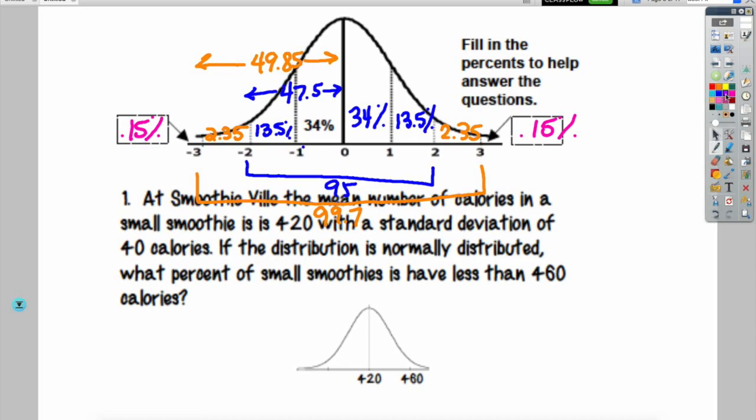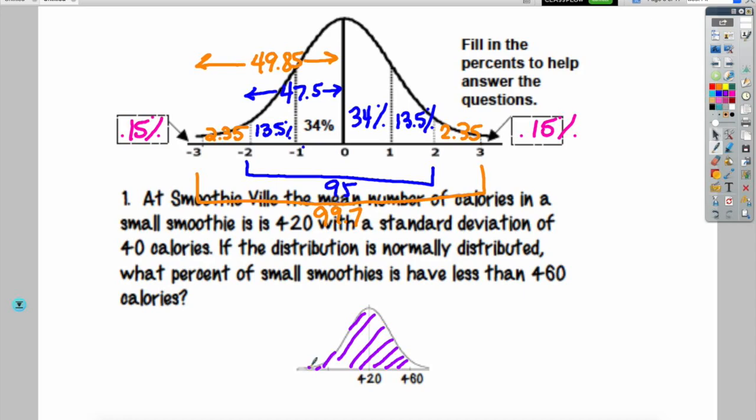So here's an example of a normal distribution curve. As you can see, the mean is straight down in the middle at 420, and then you see the 460. Clearly, it's going to be to the right on the x-axis because it's bigger than 420. And you're looking for the percent of smoothies that have less than 460 calories. So that means that you are looking for this amount, or this percentage out of your data, okay?